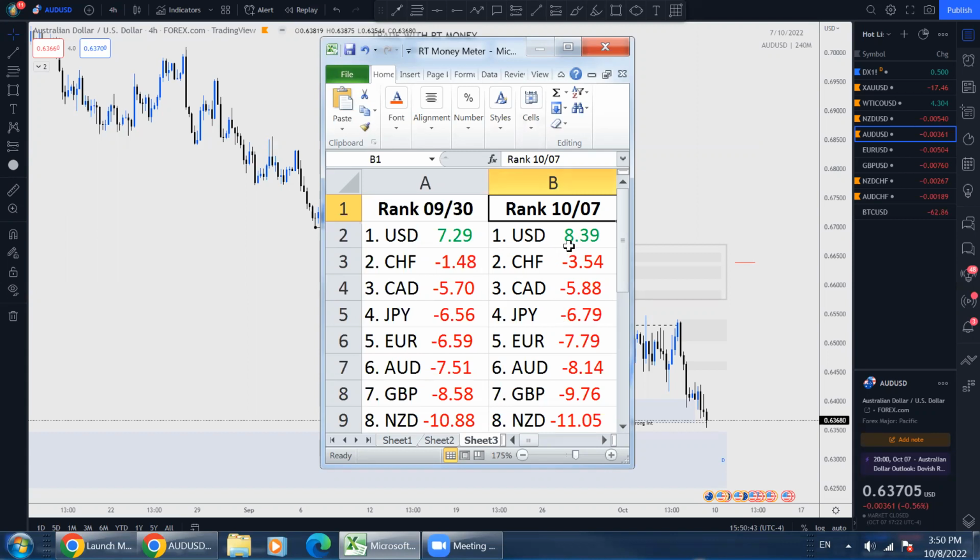The US dollar ranked at number 1, 8.39. It was 7.29 last week, and that is trending up. And Aussie ranked at number 6 last week at minus 7.51. This week, still ranked at number 6 at minus 8.14. It is tracking to the downside. And you want to put those two against each other. While one is strong and getting stronger, the other one is weak and getting weaker.